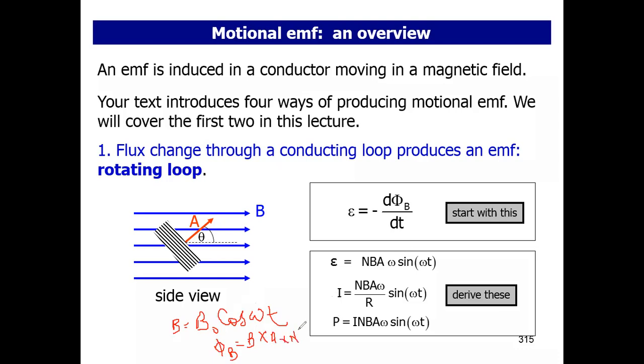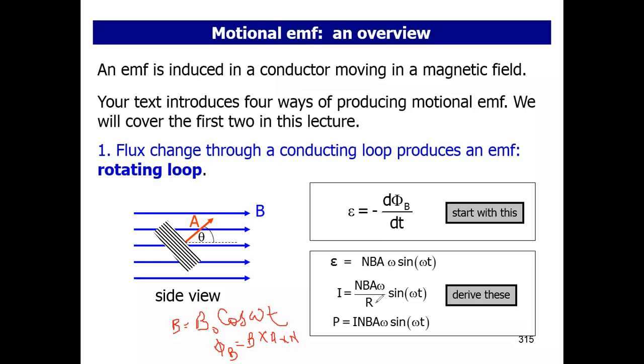So if you put this here, d phi B by dt, so B naught cos omega t. What is the differentiation of cos omega t? Minus sin omega t into omega. That is what is written here: E is equal to NBA omega times sin omega t. And E is equal to IR, yes or no? Yes, sir. So I will be this divided by R. Any doubt?